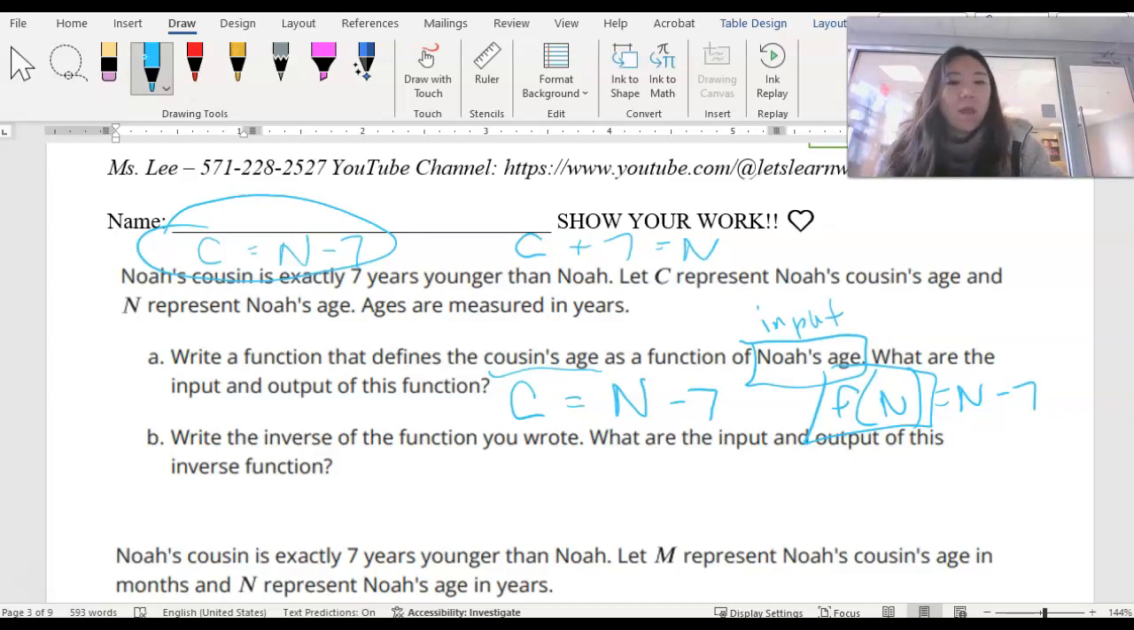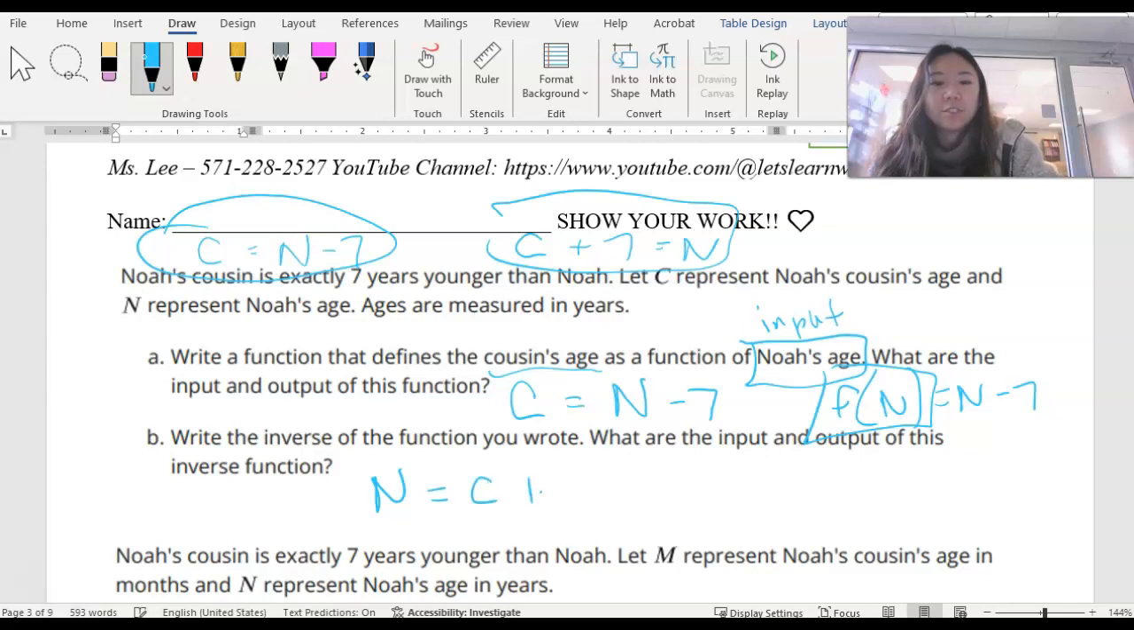And then the inverse of the function that we wrote would be this one here, where we're looking at Noah's age. Now we're writing this as a function of the cousin's age. So the cousin's age is the input, or f of c, because that's our input, equals c plus 7.